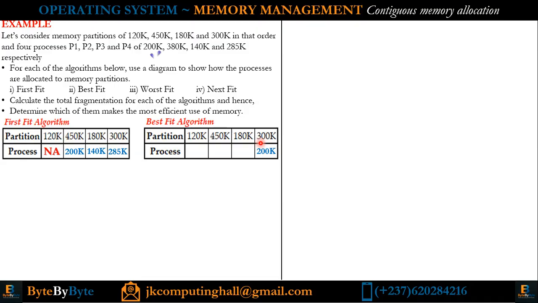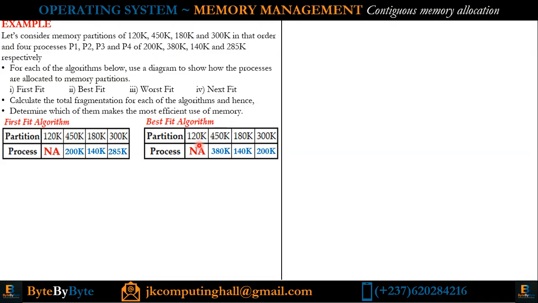Now, 200K is okay. Now, 380K, among the free ones, this is the only partition that can accommodate the 380K. So this one is going to be accommodated. Now, the 140K, among the partitions left, only this one can accommodate 140K. So this one is going to be allocated. So we are done with 140K. Then for the 285K, the partitions left cannot accommodate it. So 285K won't be allocated, and that first partition remains free.